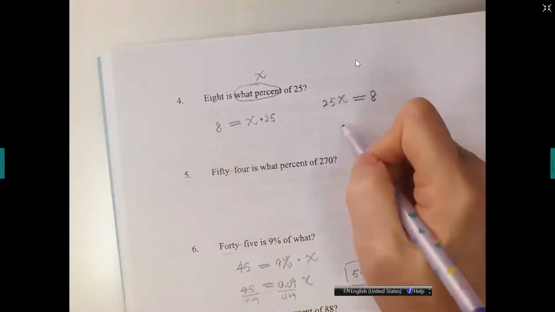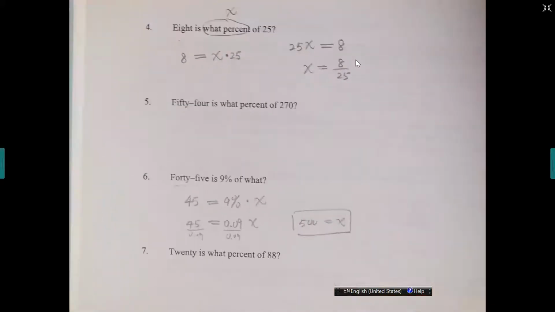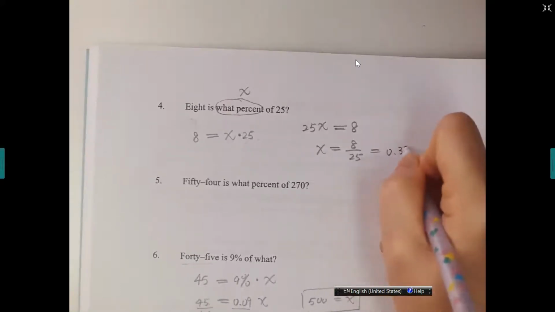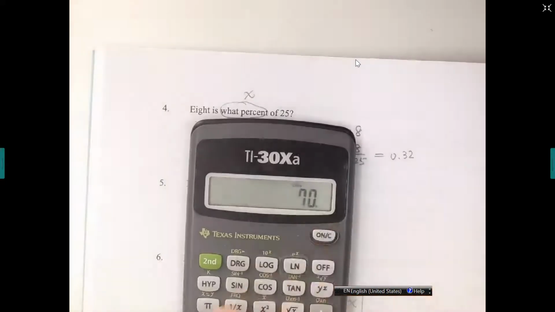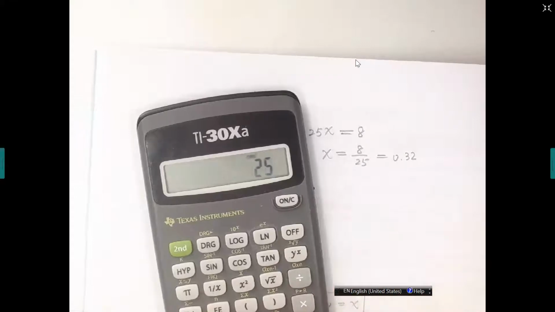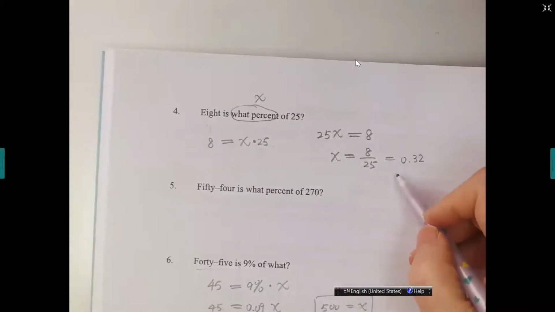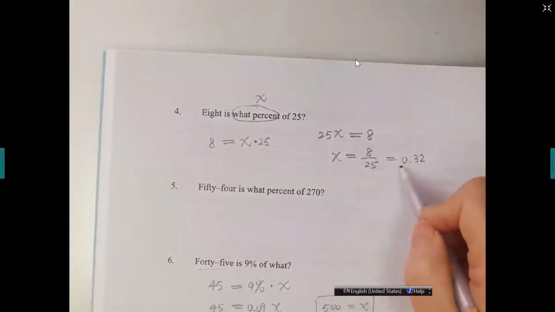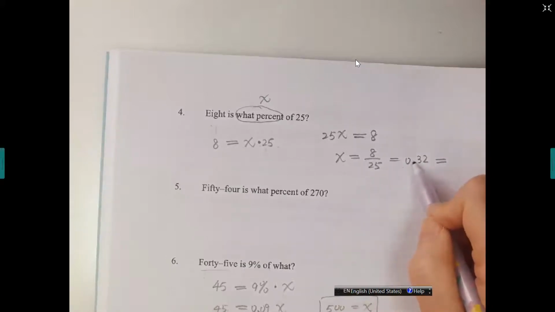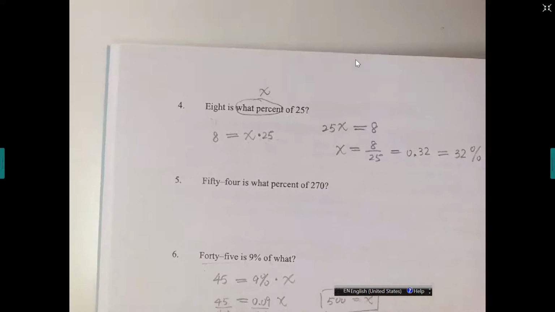How can we get x? Use your calculator. x equals 8 divided by 25. 8 divided by 25 equals what? Equals 0.32. Let me double check this. 8 divided by 25 equals 0.32. Your calculator will give you this answer, but then you have to do one more step. Turn 0.32 into a percent number: move the decimal point to the right by 2 places, we get 32, then add the symbol, 32%.